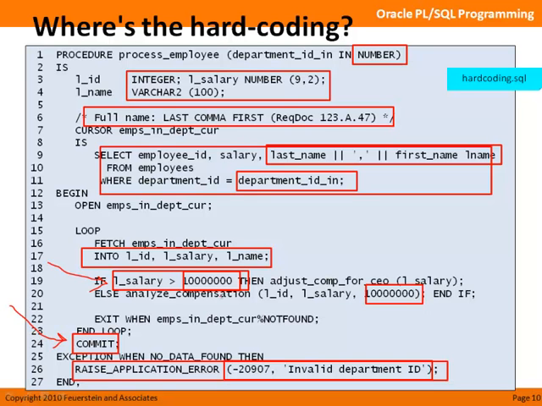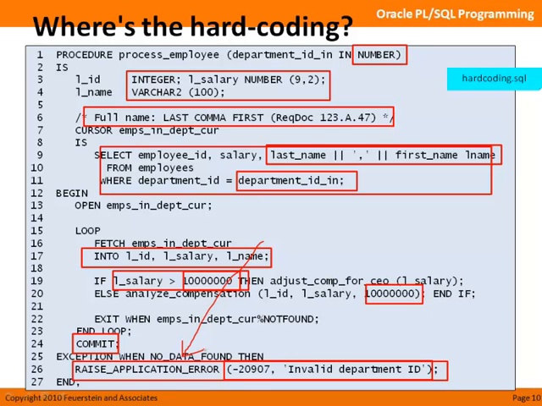Finally, line 26, in my exception section, I've got 2 levels of hard coding. One is I've hard-coded the error number and the error message, which almost always happens when you're working with raise application error. And the other hard coding is the use of raise application error altogether.